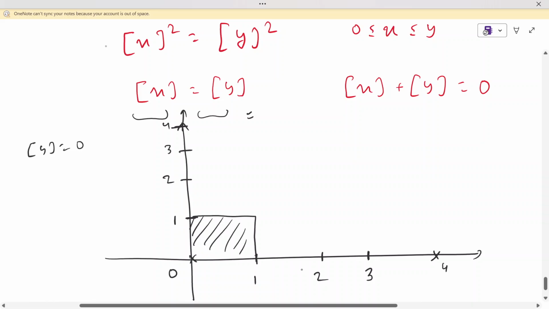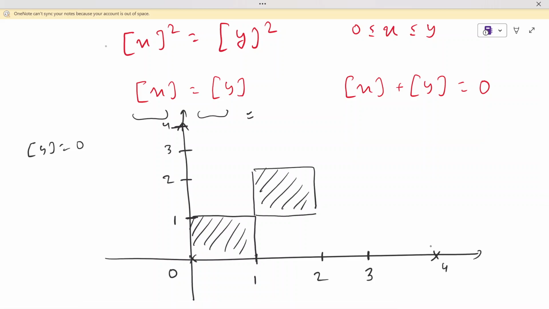Let's say when x is between 1 and 2, box y equals 1. So y should also be between 1 and 2, right? So this is the block, isn't it? Visualize what I'm saying. When x is between 2 and 3, again this chunk will come. Got it? Again, this chunk will come.